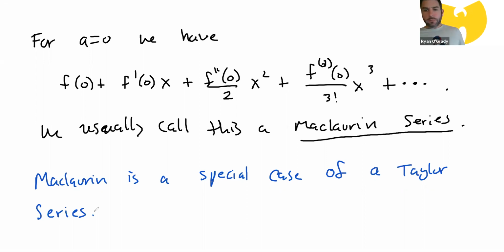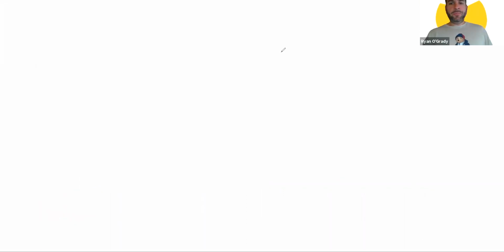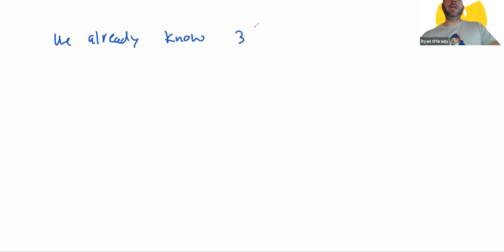Now, here's what we already know. You guys currently know two, technically three. So we already know three famous series. I'm going to write them as Maclaurin series, but you can also write them as Taylor series. So we'll just kill two birds with one stone and say we already know three famous ones.